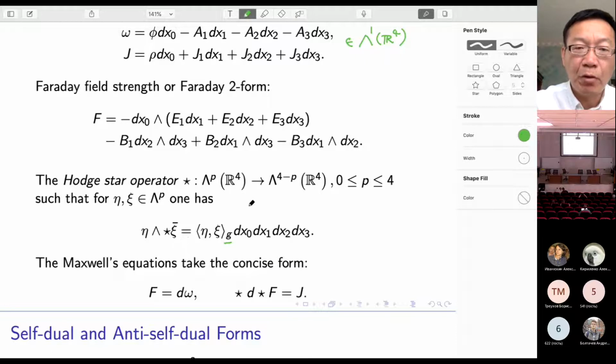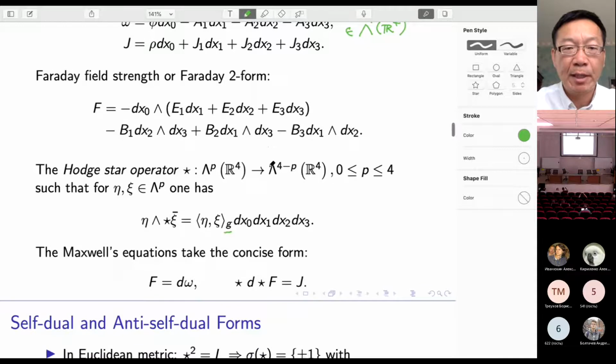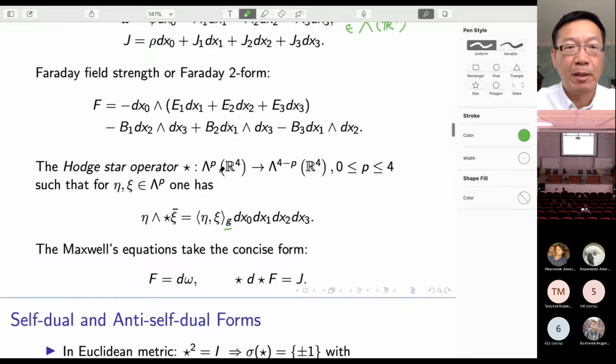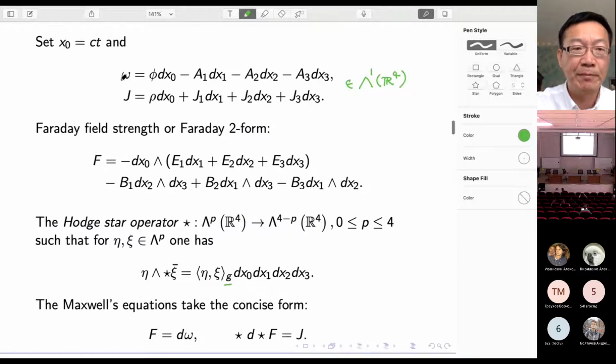Now, of course, if all the forms in concern are real, then this bar, the complex conjugation, makes no difference. But I put it here because later we're going to generalize to complex forms, and this will make a big difference. Now, with this understanding, the Maxwell equations take the concise form here. The omega is here. And F is d omega. And the second equation is Hodge-Star applied to F, and then take the differential, and then take another Hodge-Star. So this now becomes a 1 form, and this 1 form should be equal to J.